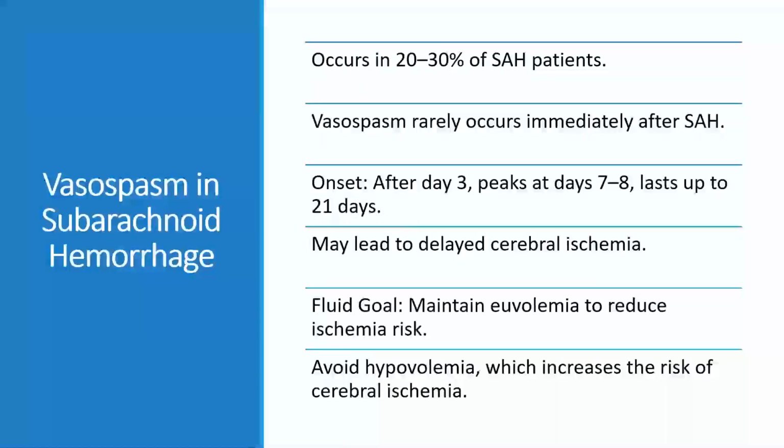Vasospasm. It occurs in 20 to 30% of subarachnoid hemorrhage patients. It rarely occurs immediately after subarachnoid hemorrhage. It starts mostly after day 3, peaks at day 7 to 8, and may last up to 21 days. It may lead to delayed cerebral ischemia. The fluid goal should be to maintain euvolemia to reduce ischemia risk. Avoid hypovolemia, which increases the risk of cerebral ischemia, and now it is also indicated to avoid hypervolemia as well.